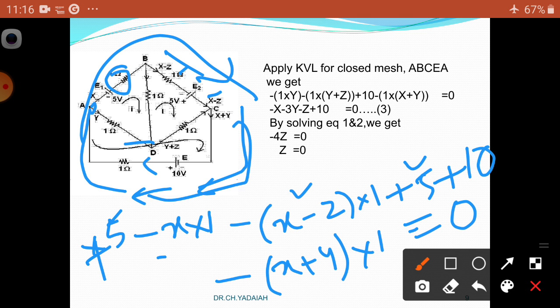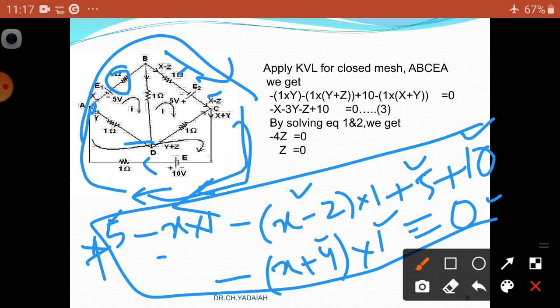Next, in this case, current is coming here. So minus to plus, raised 10 volts. Next here same direction. So what is the current? X plus Y. What is the resistance? 1 ohm, equal to 0. This is the equation we have written in the closed loop A, B, C, E, A.